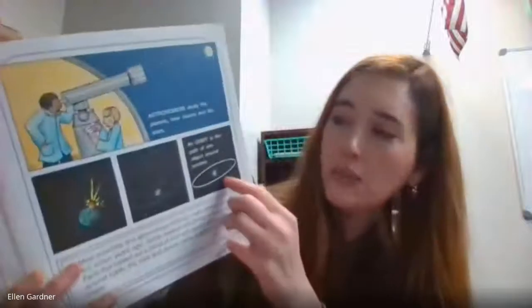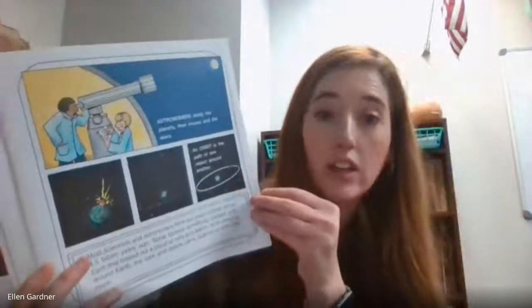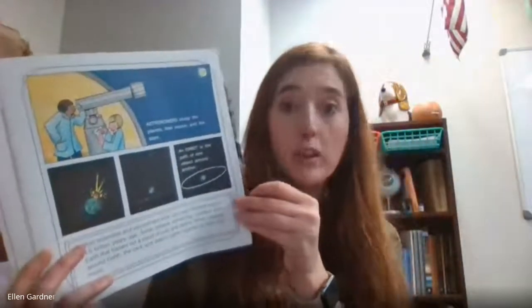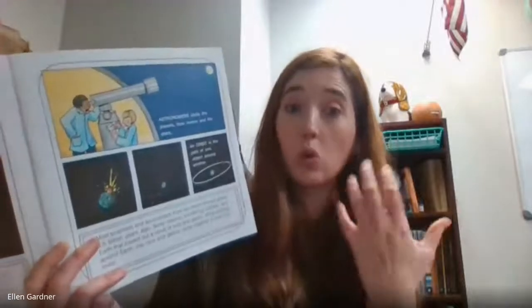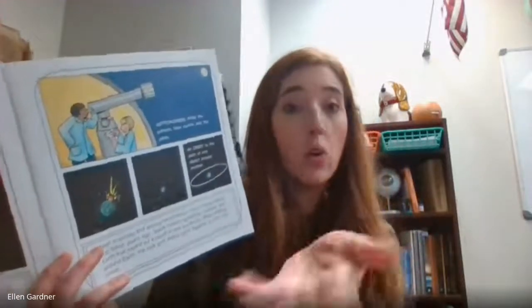An orbit is the path of one object around another. So it can be planets around the sun, or it could be things orbiting us, like the moon or the International Space Station. And a satellite is the term for anything that orbits around another.